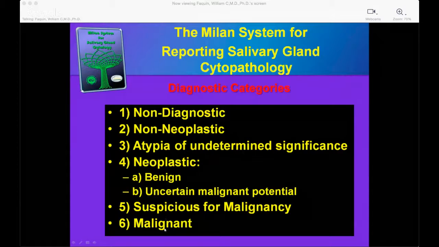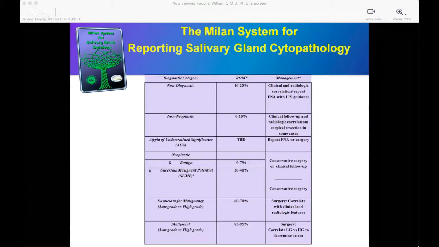The fifth category is a standard category that we're used to using in cytology, suspicious for malignancy, and then the sixth category is malignant. So what I'm going to do is take you through each of these categories and give you some of the basics of what the category means and some examples of entities that would be placed into each of these diagnostic categories. Before I do that, let me show you right now the draft of the risks of malignancy and management algorithm associated with the six different diagnostic categories.